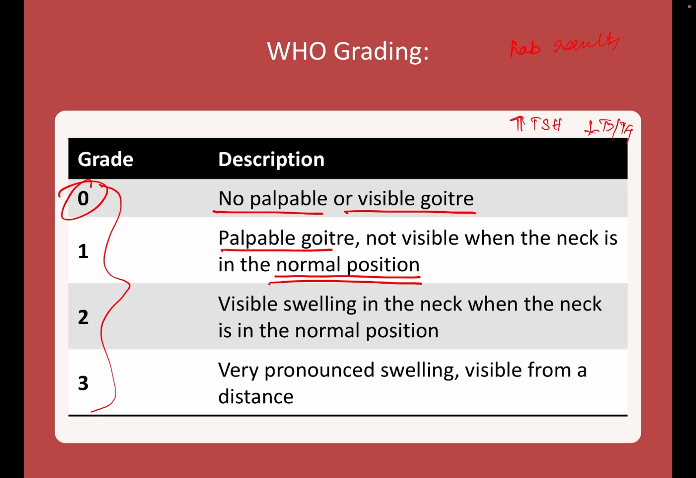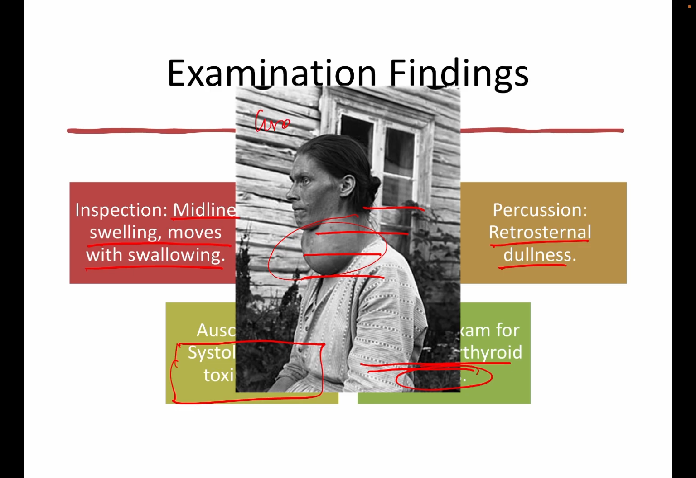In grade 2, there is visible swelling in the neck even when it is in the normal position. In grade 3, there is very pronounced swelling visible from a distance. So this is an example of grade 3 goiter as per WHO classification.